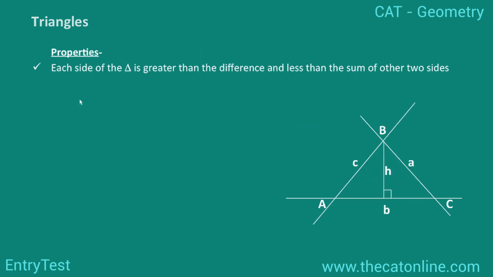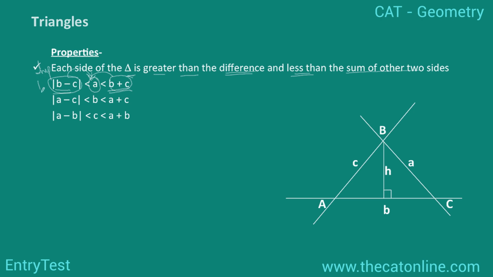Continuing with the properties, the next property is each side of a triangle is greater than the difference and less than the sum of the other two sides. This is a very important property, and I can write it like this. If I talk about the side length A, it has to be less than the sum of the other two sides but greater than the difference of the other two sides. The sum of two sides is always greater than the third, and the difference of two sides is always lesser than the third. So I have to keep in mind both the conditions whenever I am talking about a triangle.